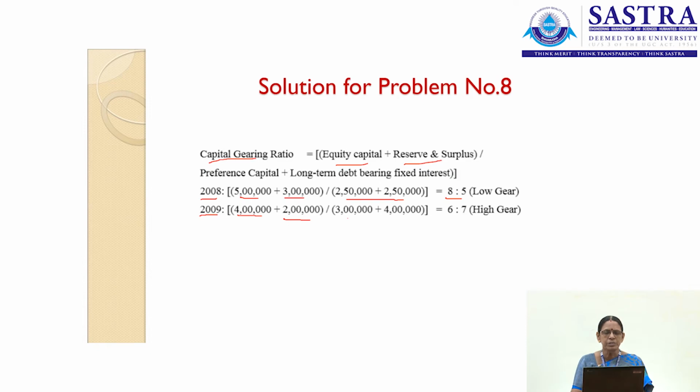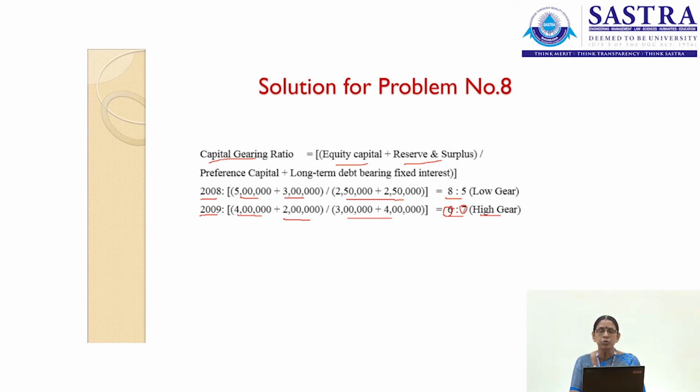What is your preference share capital and long-term borrowings, fixed interest securities? 3 lakhs plus 4 lakhs. So, it is 6:7 where it is a highly geared firm. 6 is your share capital and 7 is your long-term debt. So, this is said to be a highly geared firm.